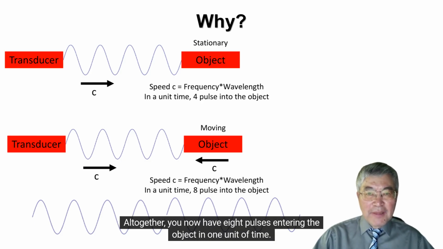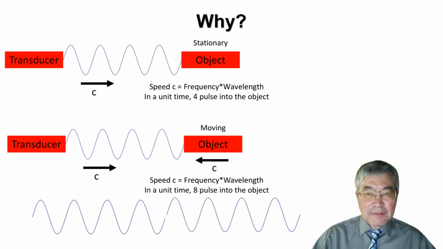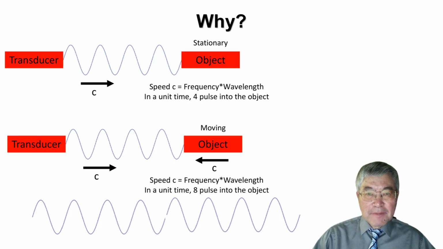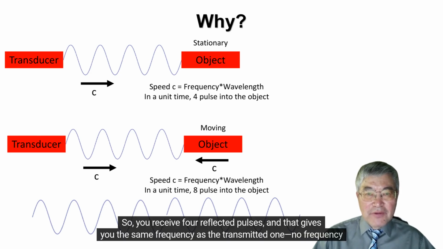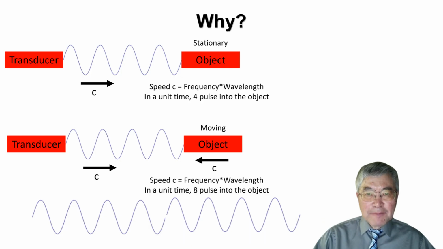Altogether, you now have 8 pulses entering the object in 1 unit of time. Let's assume the object is a perfect reflector. In the first case, when the object is stationary, you have 4 pulses entering, and it will reflect 4 pulses within that unit time. So you receive 4 reflected pulses, and that gives you the same frequency as the transmitted one, no frequency change. The object vibrates 4 times, and you see 4 reflected waves per unit time.